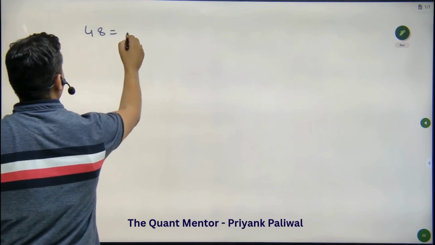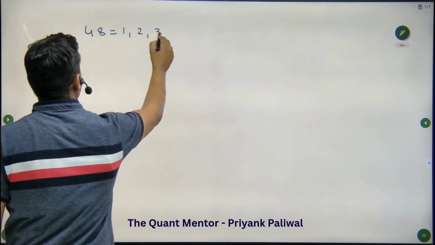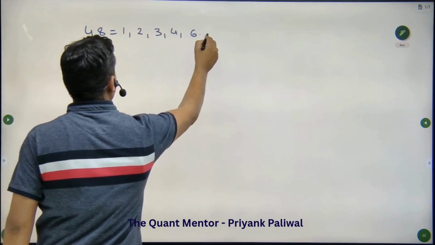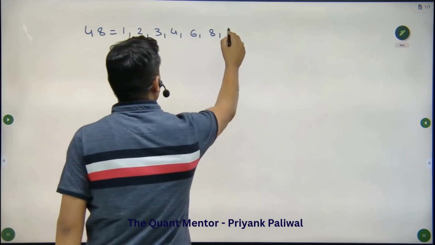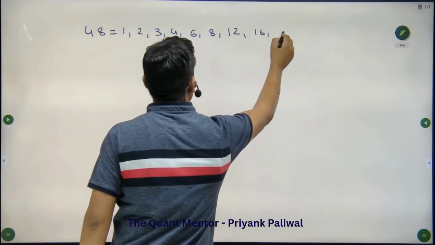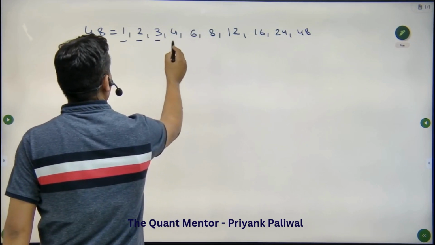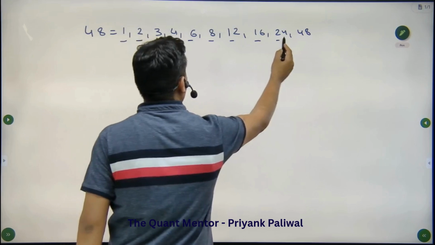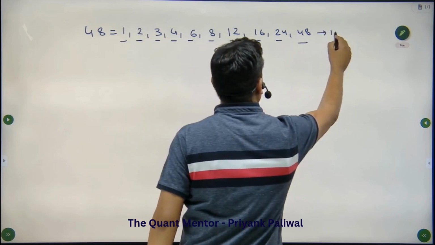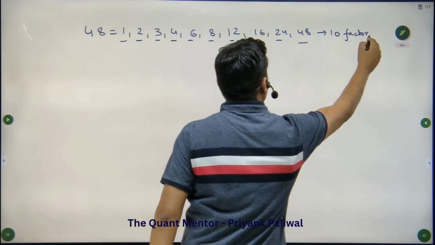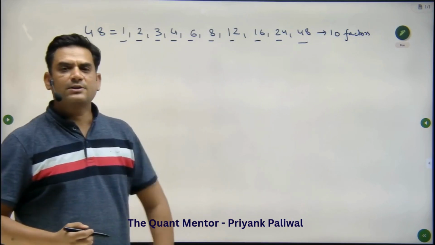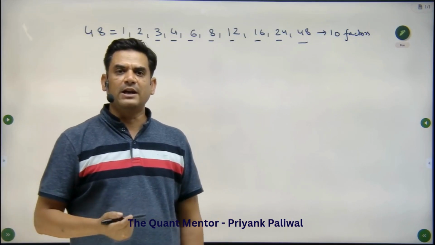48 is divisible by 1, 2, 3, 4, 6, 8, 12, 16, 24 and 48. So 1, 2, 3, 4, 5, 6, 7, 8, 9 and 10. So 48 has how many factors? 10 factors. Similarly, if I ask you how many factors does the number 90 have?